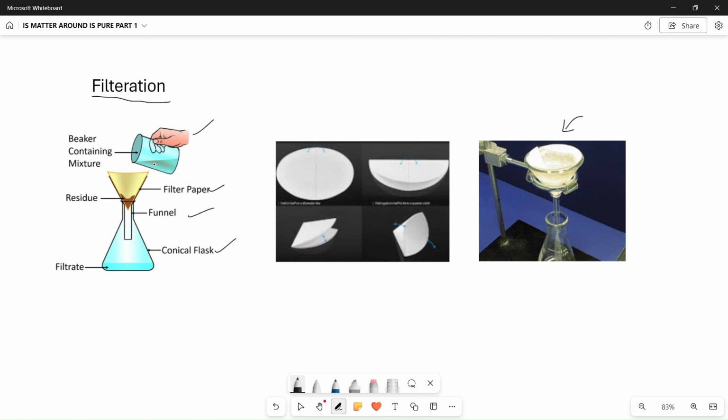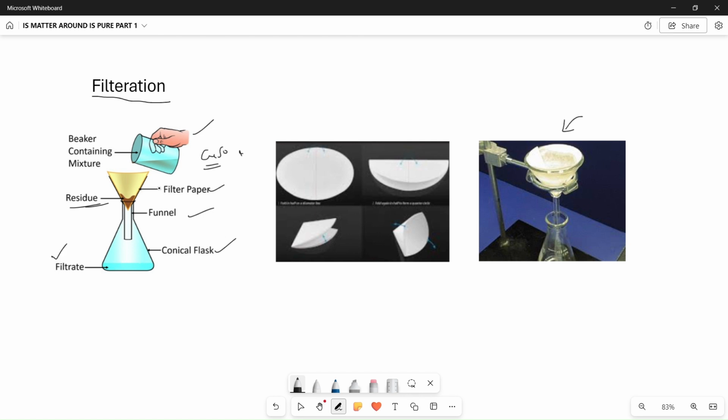If you filtered the clear solution, the CuSO4 solution, what will you get? You won't get anything because it is a clear solution. Groups A and B didn't get any residue. After that, the suspension, the chalk powder mixture: group C will get the chalk powder as residue here. Once the residue is filtered, the remaining solution will come into this conical flask. That is what is called filtrate.